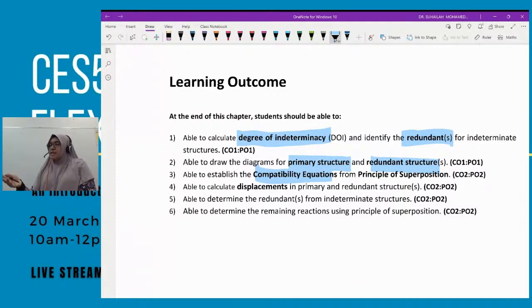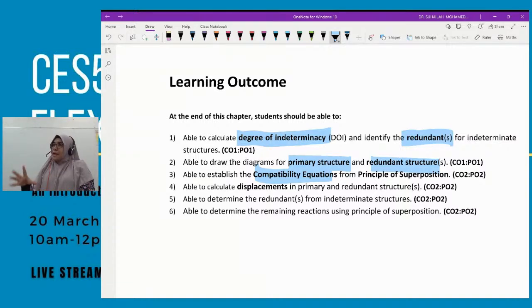Later, please read the module. I made 5 topics for the flexibility method because we have beam, frame, truss, and composite structure, plus topic number 1, the introduction. The introduction explains all about this: what is redundant, what is primary structure, redundant structure, the compatibility equation, and how we derive the compatibility equation.